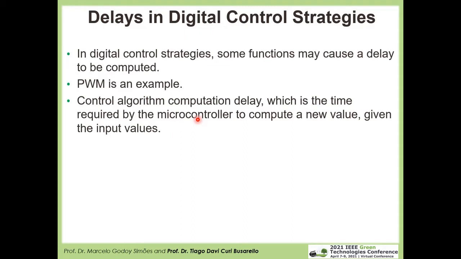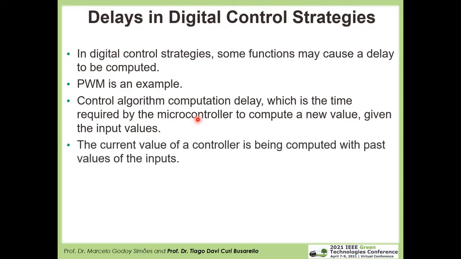You have a lot of values available at the input, your algorithm computes something, and then you have a final result, as I was discussing previously. At the time you have this new value, you see that there are already new values at the input. And this, of course, is a delay in our digital control strategy. It means that the current value of our controller is being computed with past values of the inputs. Again, try to memorize this situation. You have a result of a computational calculus, but at the time you have this result, there are already new values available at the input.